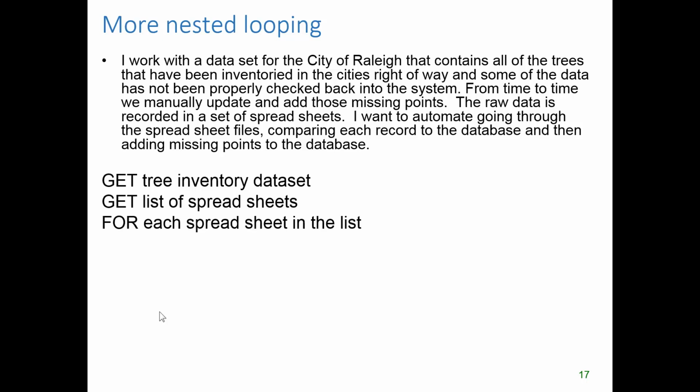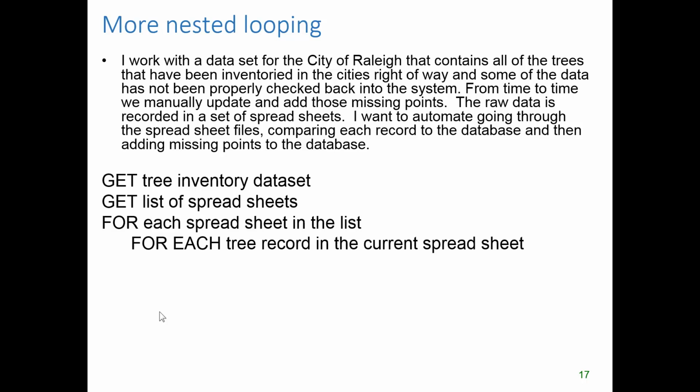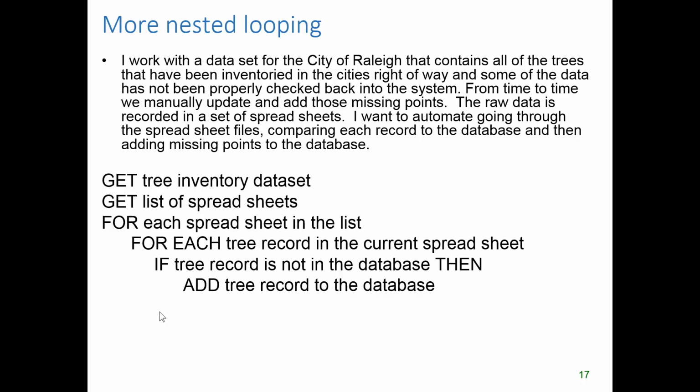So for each spreadsheet in the list of spreadsheets, we're going to then do the nested looping. We're going to go through for each record in the current spreadsheet. If the tree record is not in the database, then add tree record to the database.